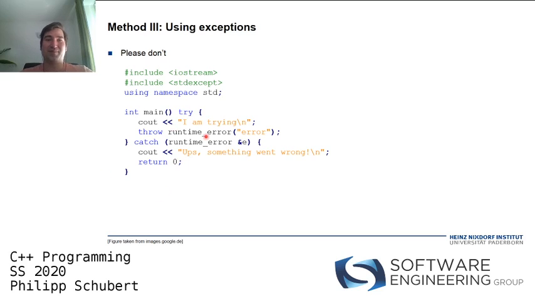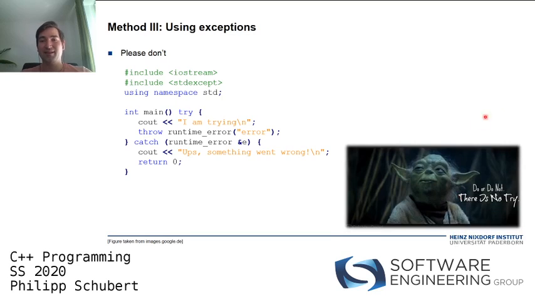Okay, so please don't put your whole program as is in a try block. That doesn't make too much sense. But it would be possible, and you see how one would do it. Yeah, so do or do not. There's no try. I mean, sometimes there's a try, but not in that scope here.